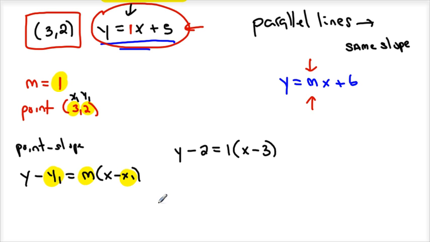I want to put this in slope-intercept form. I have a 1 in front of my parentheses here, so it's a positive 1. I can distribute a positive 1, but it's not going to change anything, so I can just drop this. So this is y minus 2 equals x minus 3. Am I in slope-intercept form yet? What do I have to do to put this into slope-intercept form?